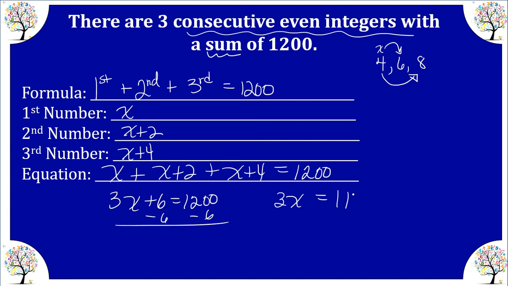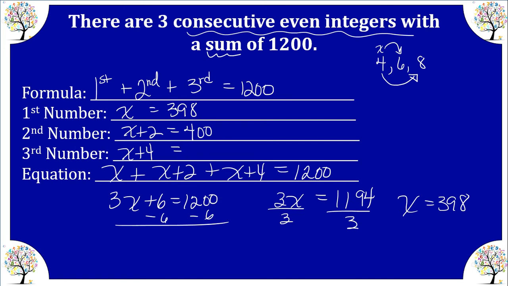Oh, it's going to be 1,194. We're going to divide each side by 3, and we get x is equal to 398. So our first number is 398, and then 398 plus 2 is 400, and then when we add 4 to the x, we're going to get 402.